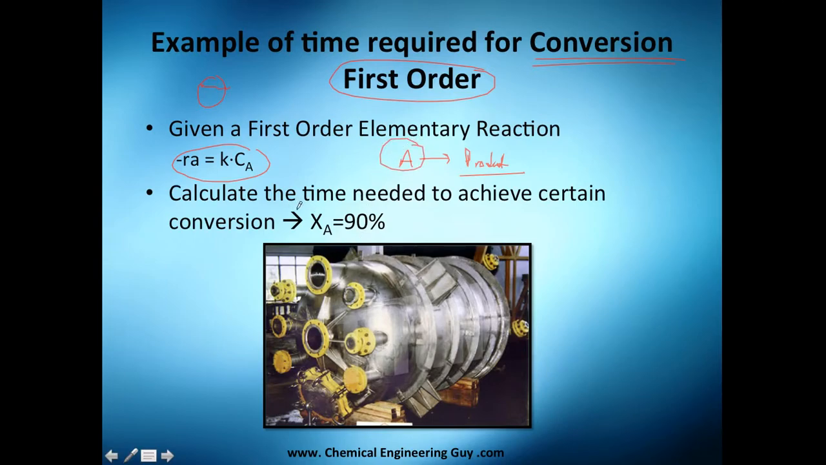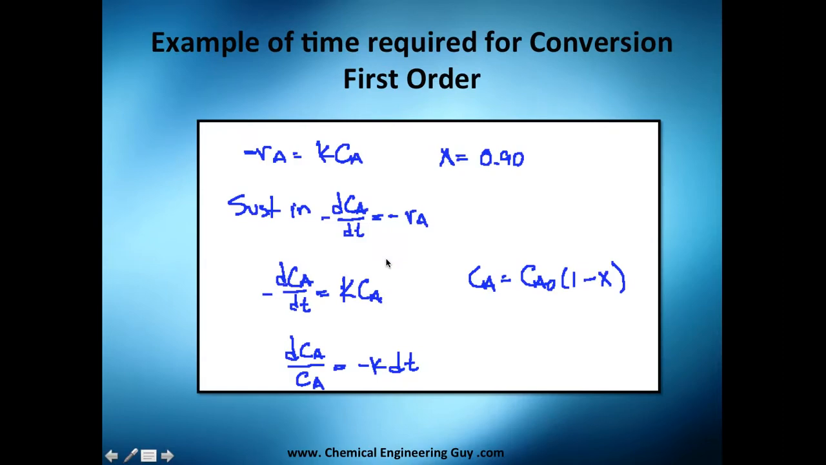They tell you calculate the time needed to achieve certain conversion. Actually, not certain conversion, and then we're going to use this 90%. So let's do it. Our rate of reaction is here. Remember the negative sign here. And this is our constant. Remember, we got Arrhenius equations for that and all that. And concentrations here.